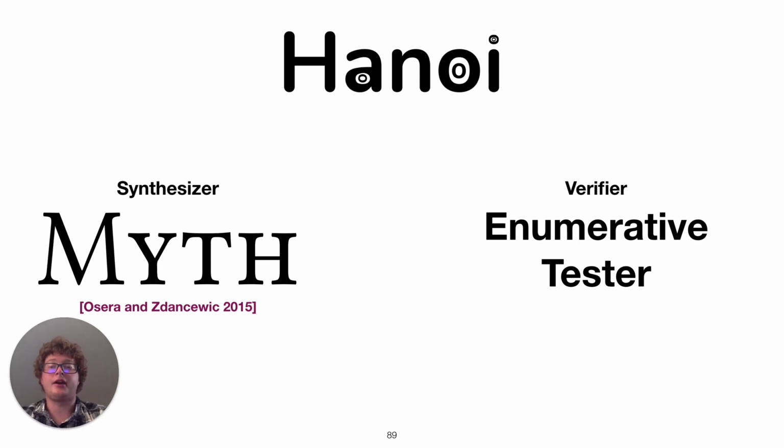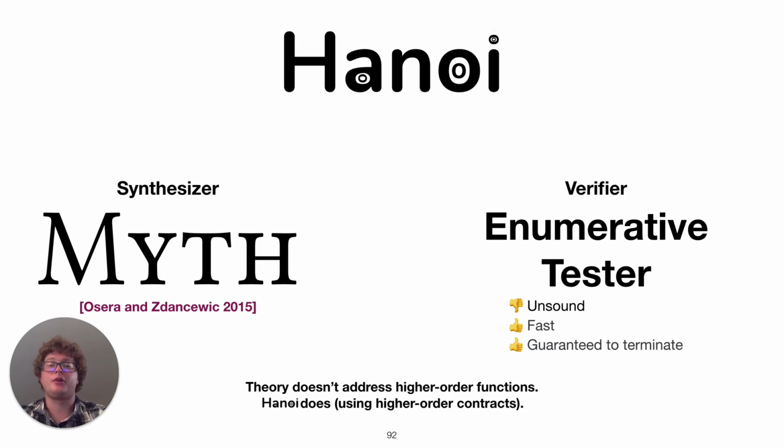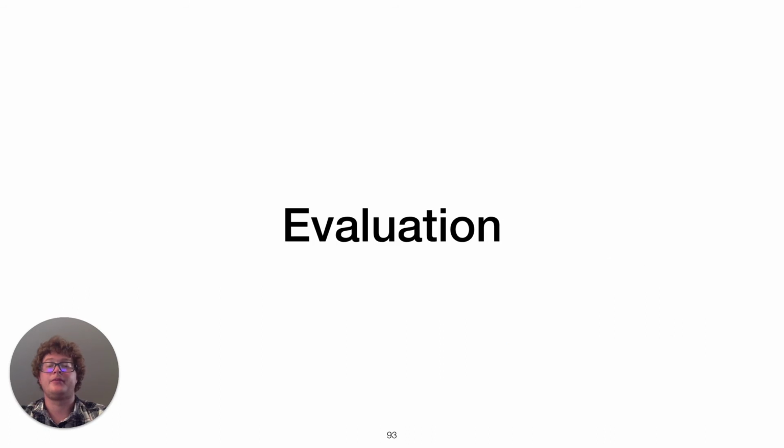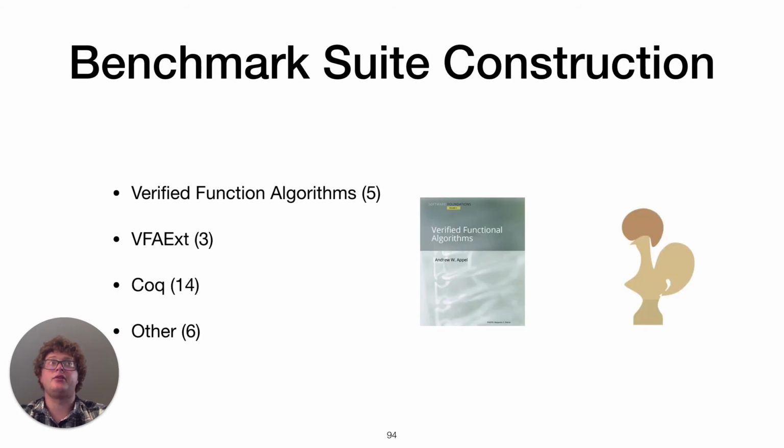And for our verifier, we use an enumerative tester. This suffers from being unsound, but it's fast and it's guaranteed to terminate. Furthermore, our theory doesn't address higher order functions, but our implementation, Hanoi, does, and it achieves this using higher order contracts.